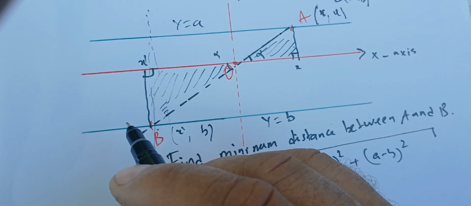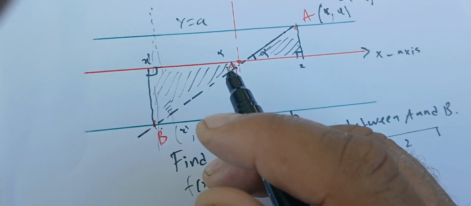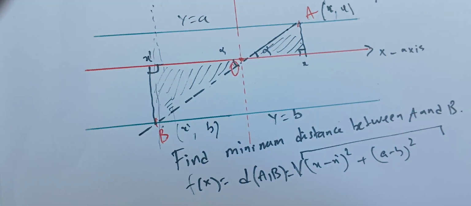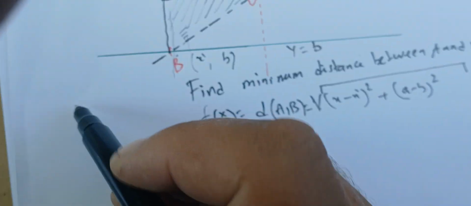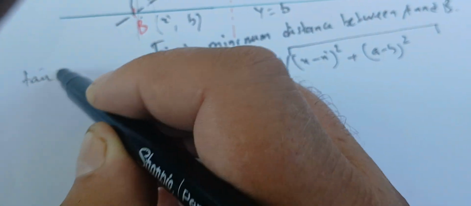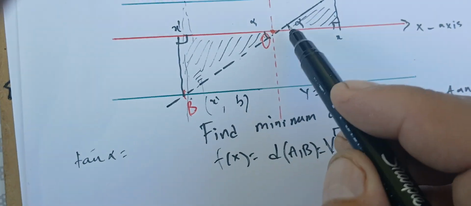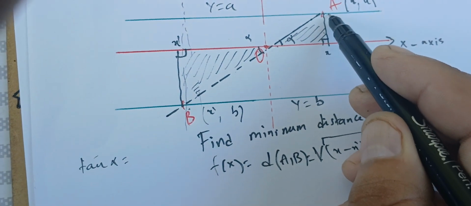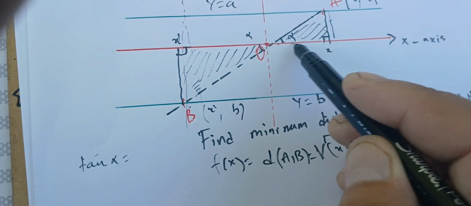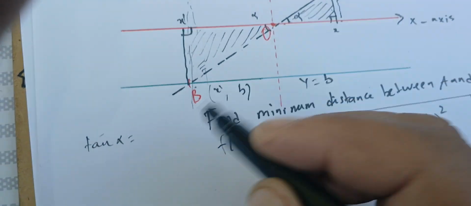I can use the properties of similar triangles, but I can use something else. I can compute the tangent. Let's compute the tangent of alpha both ways. So tangent alpha in this small shaded triangle is going to be this side here over this one here, which is A over x.